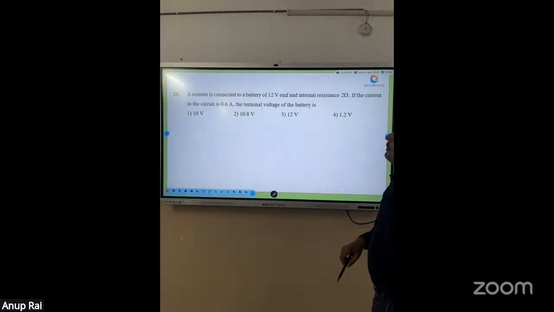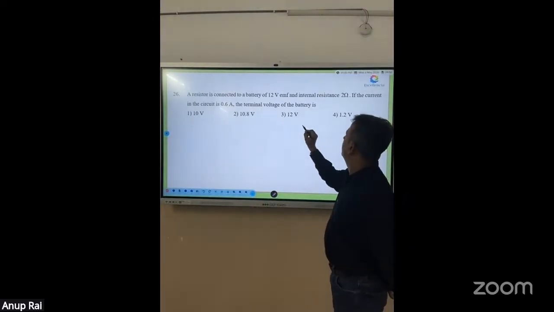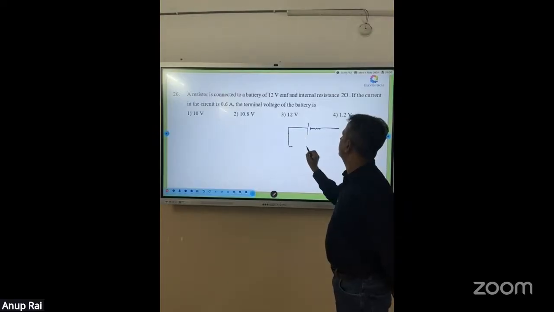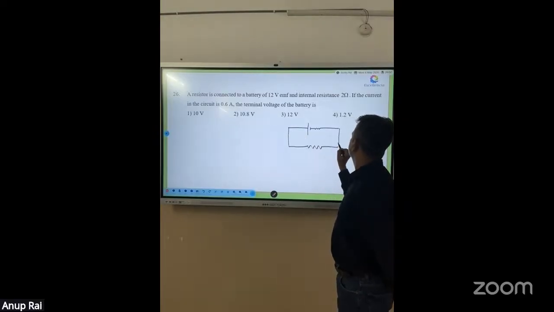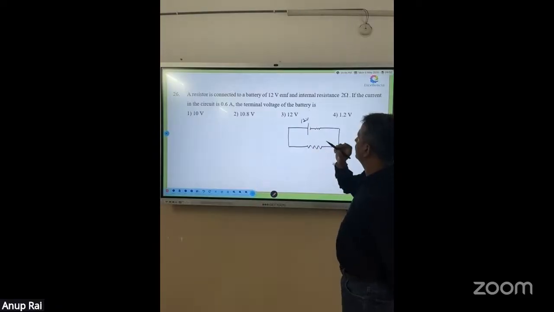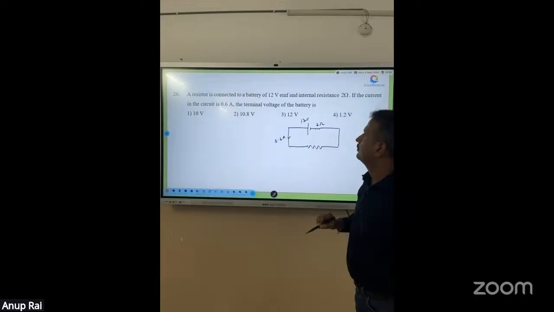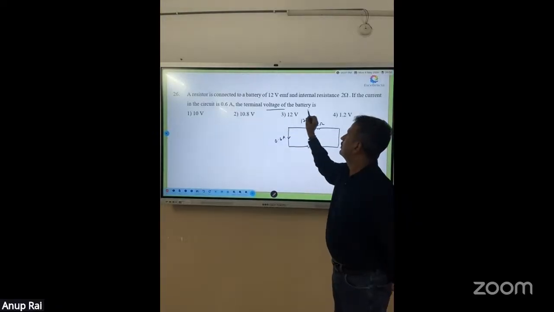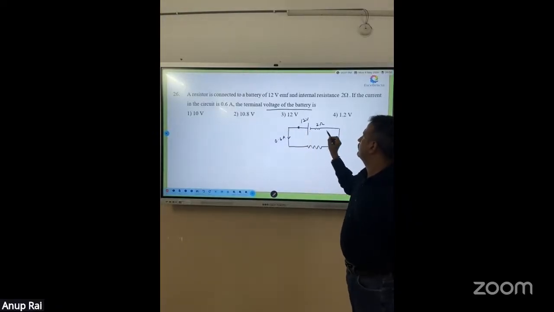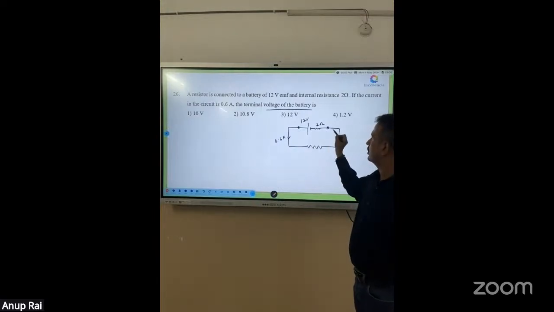A resistor is connected to a battery of 12 volt EMF. So here is the 12 volt battery with internal resistance, and it's connected with some external resistance. 12 volt, internal resistance 2 ohm, and the current flowing is 0.6 ampere. The terminal voltage of the battery. Terminal voltage is the potential difference across this battery. This is called terminal. VA minus VB is called terminal potential difference.